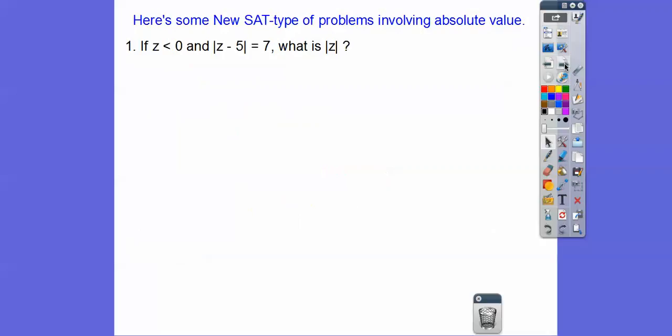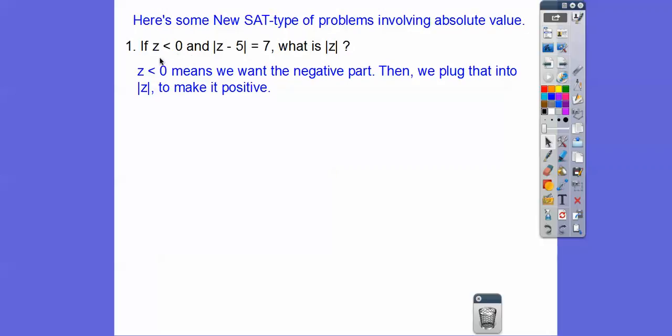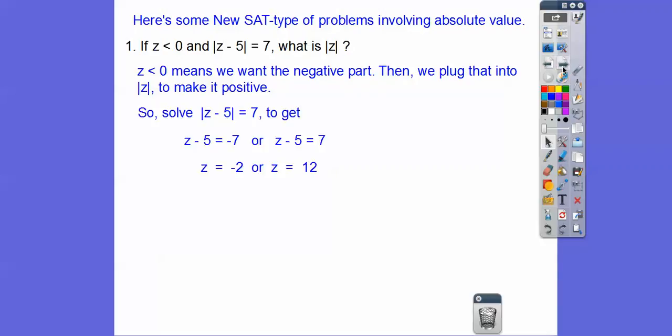All right, let's try a couple more that work for the SAT. So here, z is less than 0. That just means negative, you guys. And the absolute value of z minus 5 is equal to 5. What is the absolute value of z? Okay, well, this guy right here says we want the negative part. So then we'll plug that into this part, and it's going to make it a positive answer right there, okay? But we're focusing on just a negative.